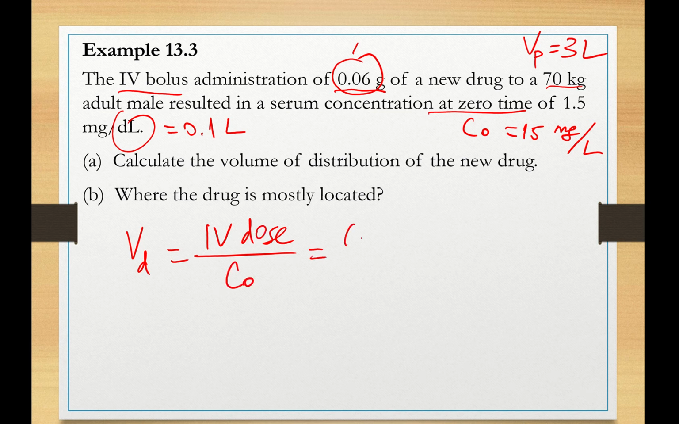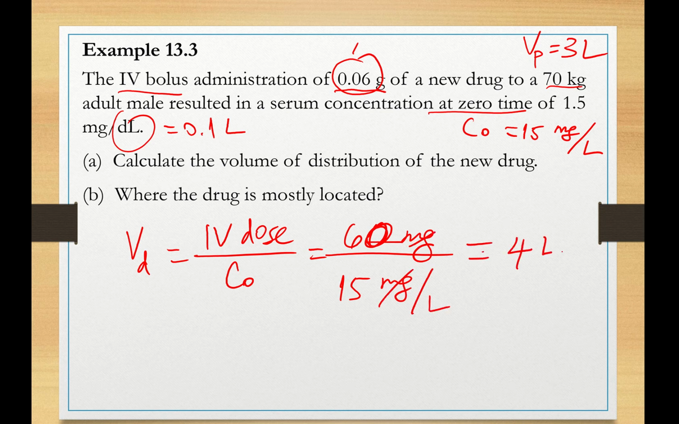The IV dose is 60 milligrams. Make sure you convert the units appropriately, okay? So 60 milligrams over 15 milligrams per liter. And 60 over 15, that's 4 liters.